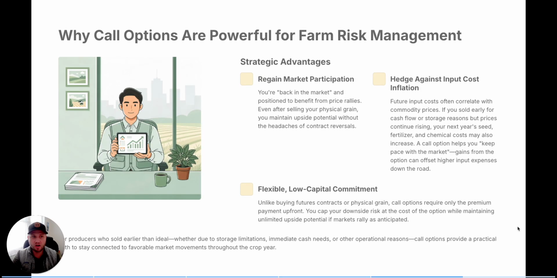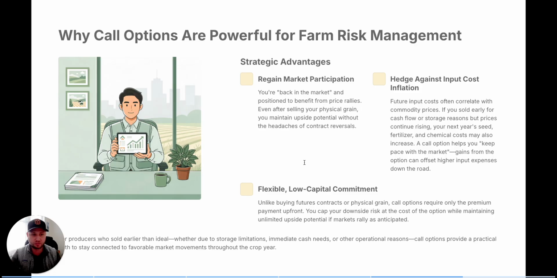So why call options are actually powerful for farm risk management. So we know put options are the ultimate hedging for a true risk management for a farm operation, right? But how can call options actually fit into the risk management? So think about this for some strategic advantages. So as we talked about, you can regain market participation. By buying call options, you can get back in the market and position to benefit from price rallies.